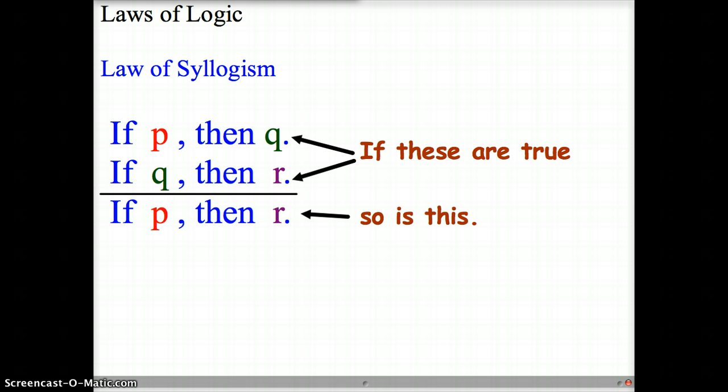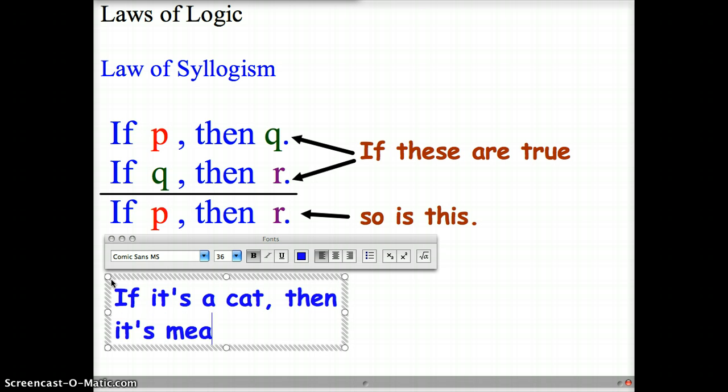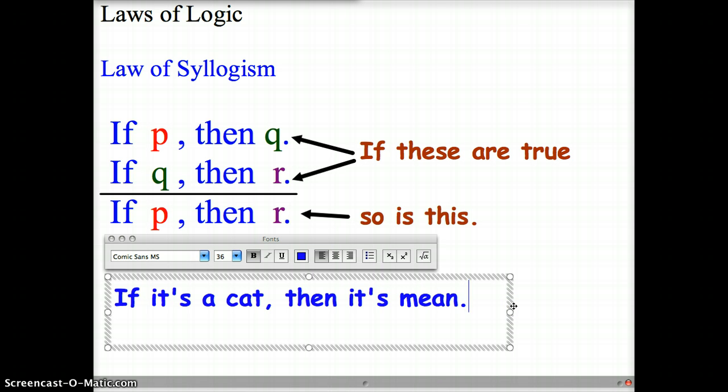Okay, let's make this a little bit more concrete. We're going to use some of the stuff that we dealt with today. If P then Q. So let's go back to what Sticklin was talking about today. If it's a cat, then it's mean. We're going to assume, again, that that's true. I don't necessarily think it is, but we're going to assume it's true. So that's our first true statement.